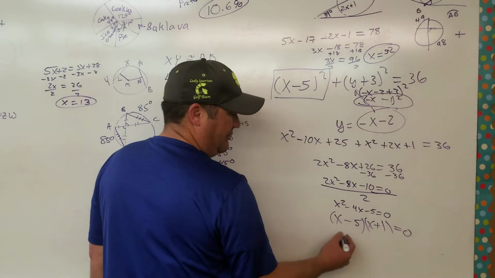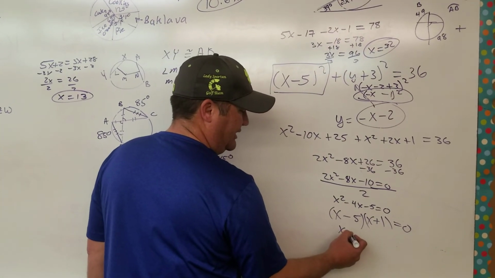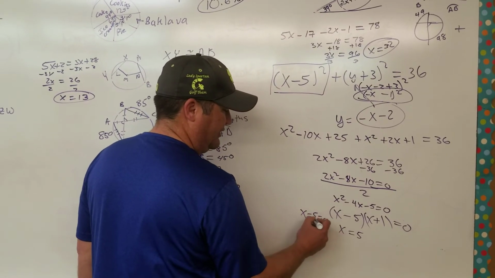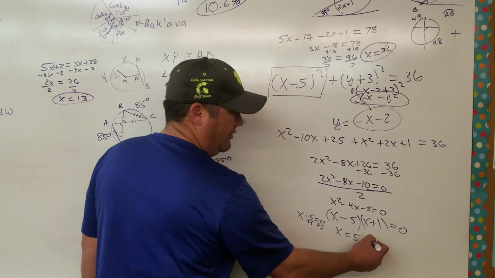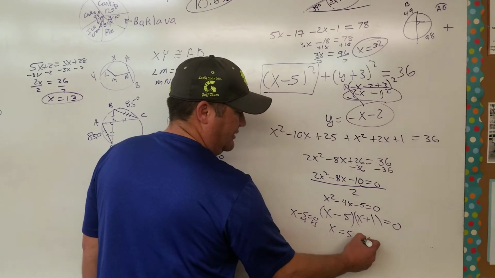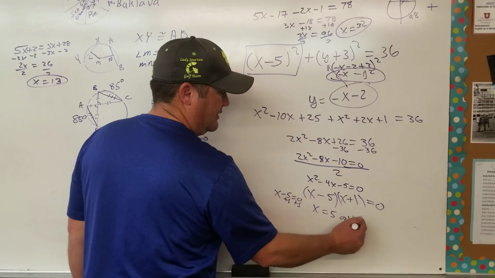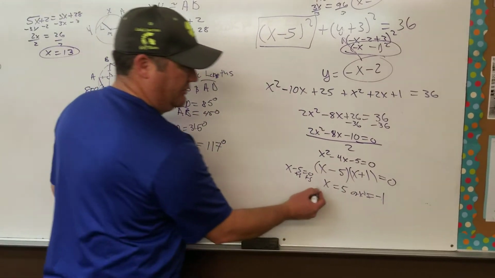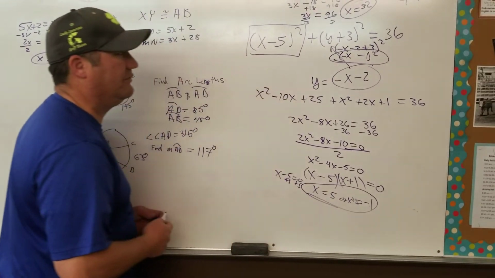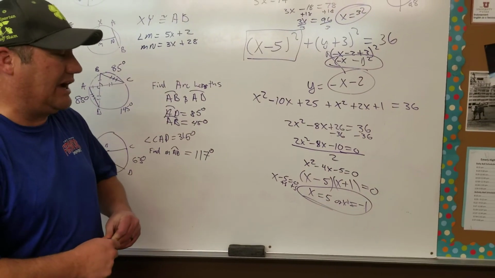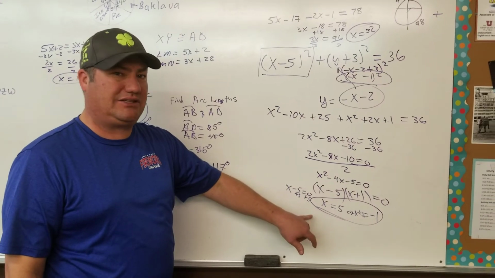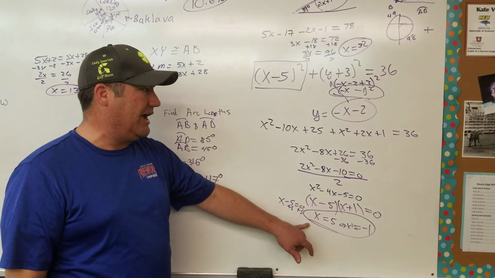All right. Now I'm going to set these equal to 0 and solve. So x will equal 5. Again, x minus 5 equals 0. Add 5. Or x equals negative 1. So it's one of those two values, either 5 or negative 1. And actually, it's both. Do not finish thinking you're done at this point. You need to find the 2 points.